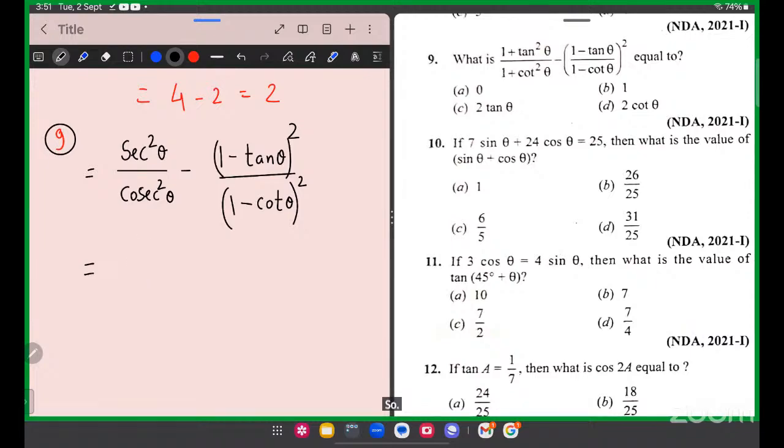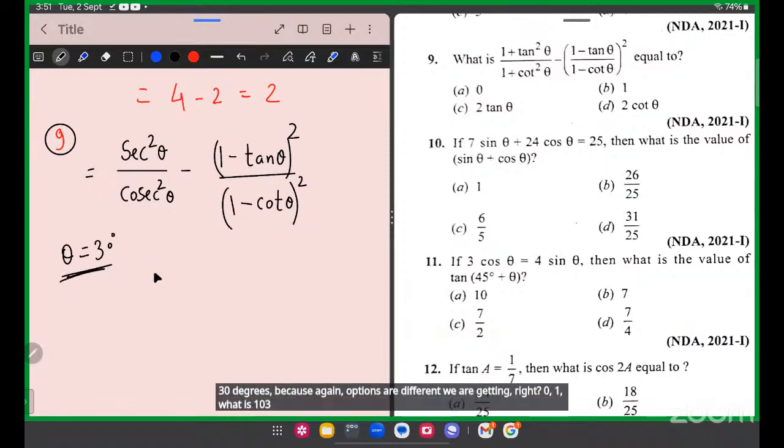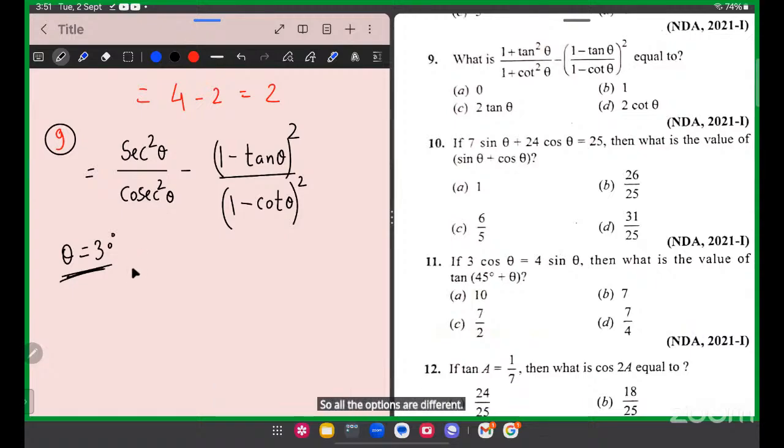So see, again we can use substitution, right? We can put theta is equal to maybe 30 degrees. Yes. If you put theta is equal to 30 degrees, what will you be getting? Tell me. Very easy. Because again, the options are different, right? 0, 1. What is tan 30? 1 by root 3. Cot 30, root 3. So all the options are different. So I have put theta is equal to 30 degrees.